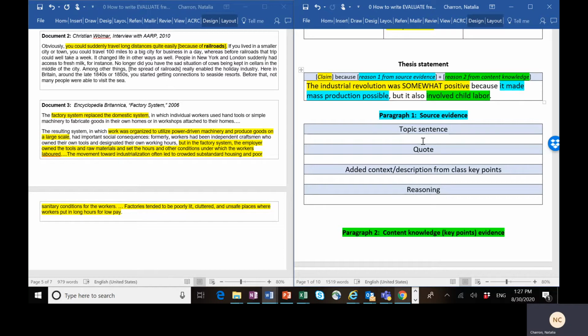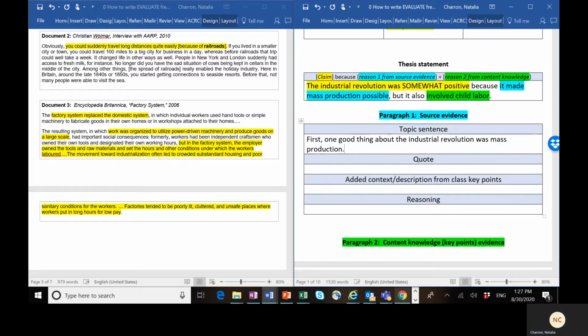We're ready to start writing paragraph 1. And paragraph 1 needs to start with a topic sentence so that your reader knows which one of these 2 reasons you're going to be talking about so they know what to expect. So first, because it's the first paragraph, one good thing about the Industrial Revolution was mass production. In this topic sentence, I've told the reader that I'm going to talk about one piece of evidence that I think is positive, and that it's going to be about mass production.